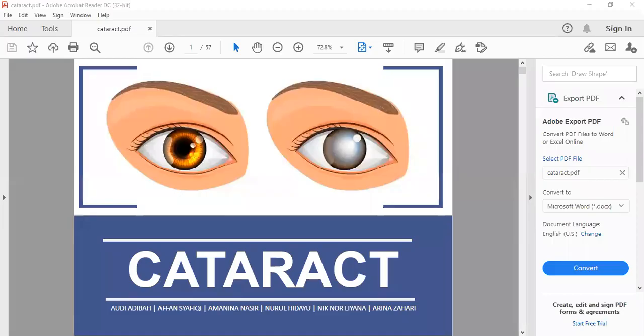Okay friends, good afternoon. So last lecture we have completed the examination of the eye. So the most common case that will be given to you is of cataract. So let us discuss something about cataract.